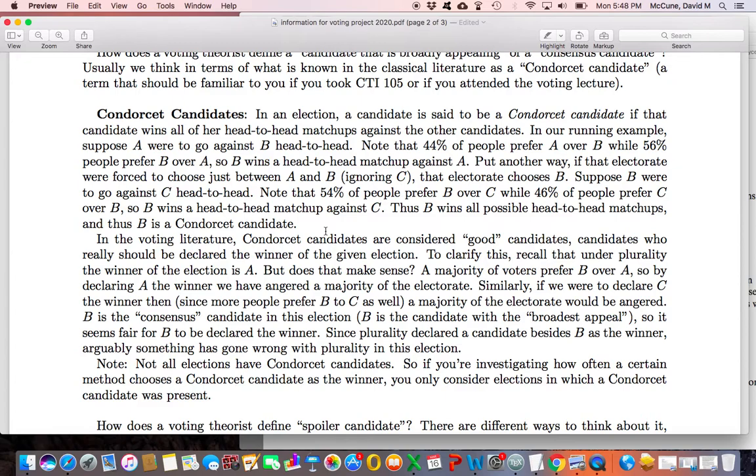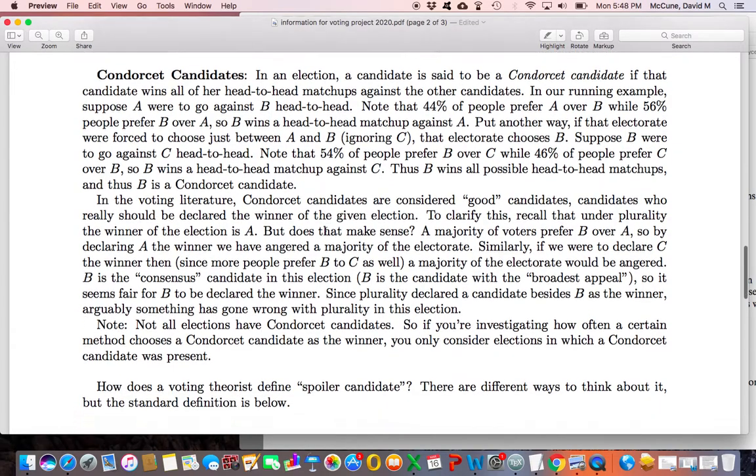Would that make sense? Again, not really, because a majority of the electorate prefers B to C. So by declaring C the winner, you have angered a majority of the electorate. The only way to make sure that you have not angered a majority of the electorate is to declare B the winner. And that, by the way, is what instant runoff voting did. Remember, B was the instant runoff voting winner. And that seems like a good outcome here, right? Because a majority of the electorate is satisfied with B.